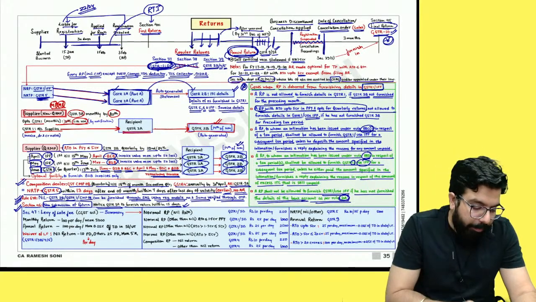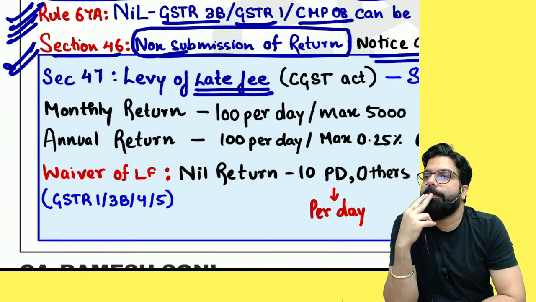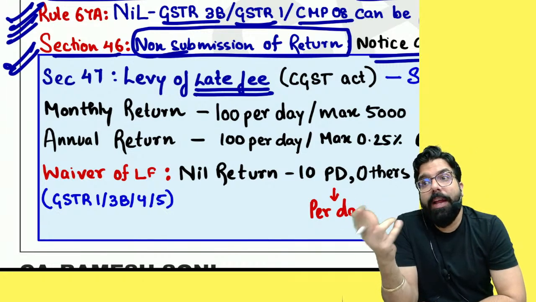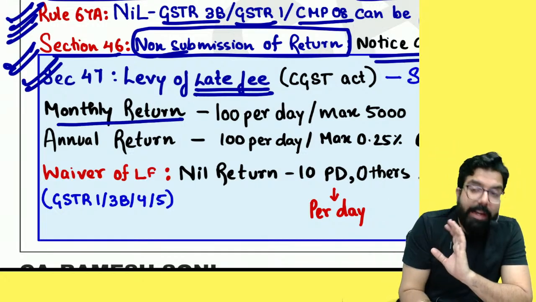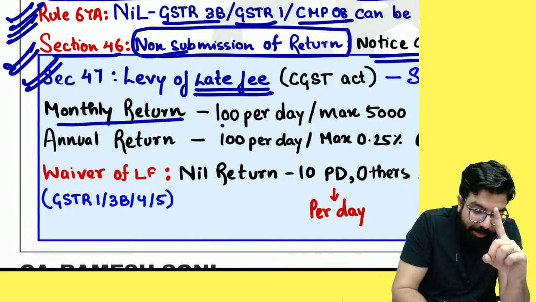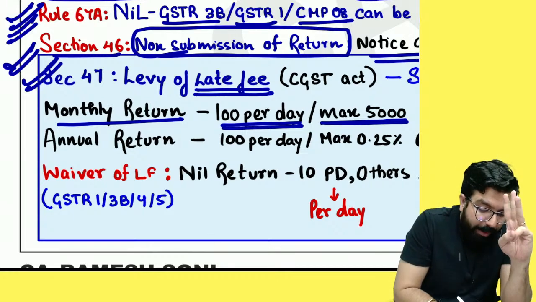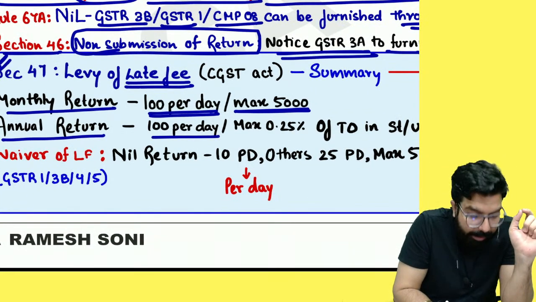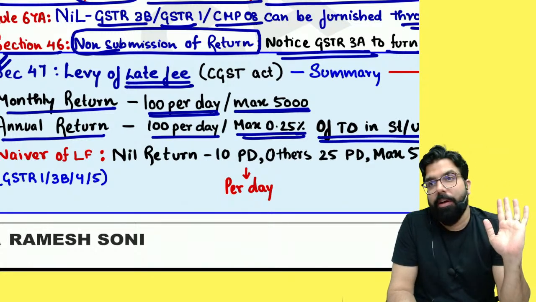Do you remember about late fee? Late fee is for what? Late filing of return. Interest is for what? Late payment of tax. Now, for monthly returns, the late fee was per day of delay. How much, everyone? 100, and maximum will be how much? 5,000. Annual return GSTR 9 per day 100, and maximum will be 0.25% of the turnover in the state or union territory.